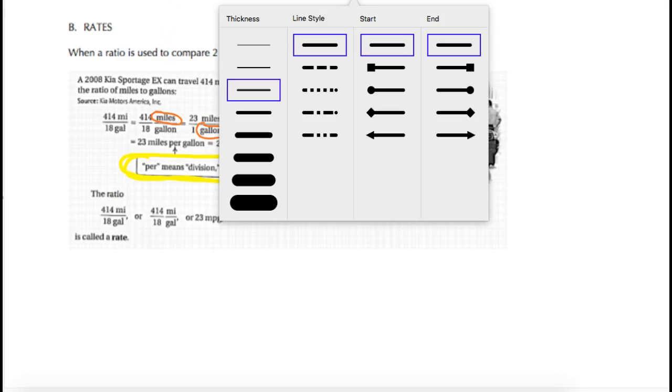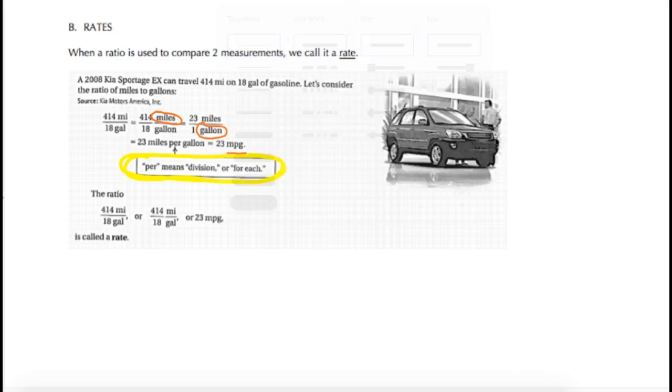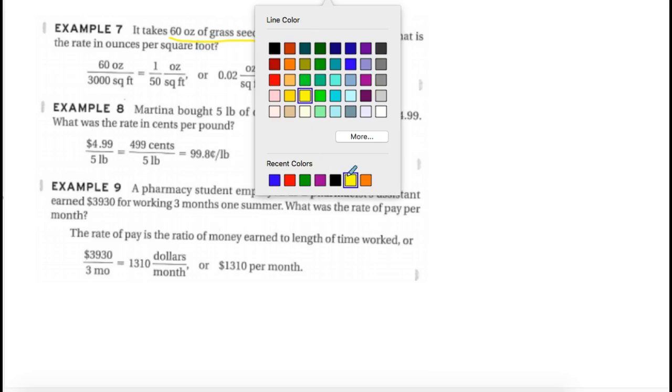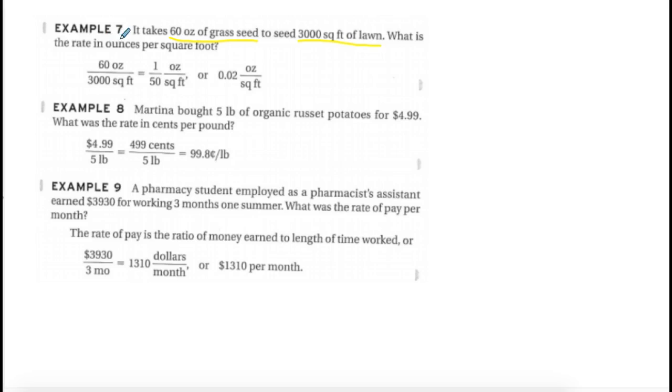Okay, so let's go ahead and take a look. Let me get my pen set back up. If it takes 60 ounces of grass seed to seed a 3,000 square foot lawn, and we want to figure out the rate in ounces per square foot, and in all of these problems it's really important because it's going to say the rate in ounces per square foot, the first one goes on top, and the second one goes on bottom. So if per tells me where my division symbol is, it's 1 per 2.